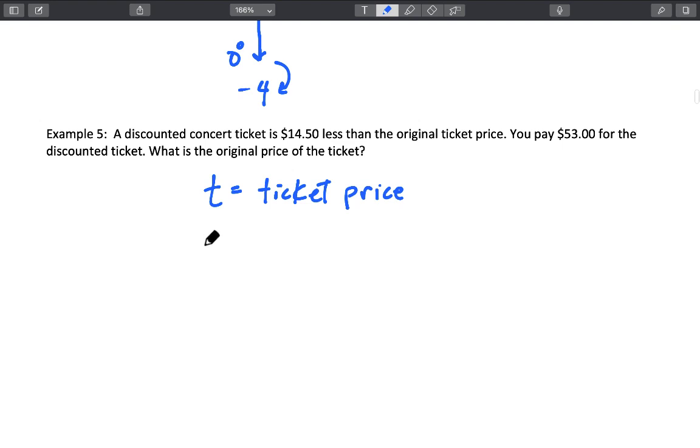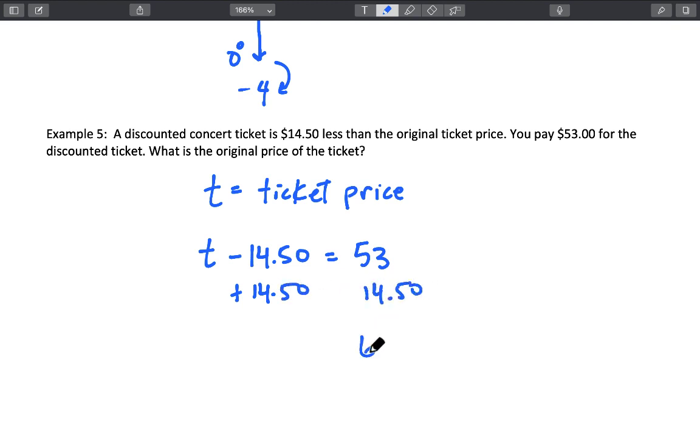All right, so our concert ticket here was $14.50 less than the original price. So we're going to subtract $14.50 from that original price, and that's going to be equal to what we paid, $53. To figure out what the original price is, that's the value of T, we're going to add that $14.50 back over to the other side. And that's going to give us a total of $67.50. That must have been like a Taylor Swift concert.